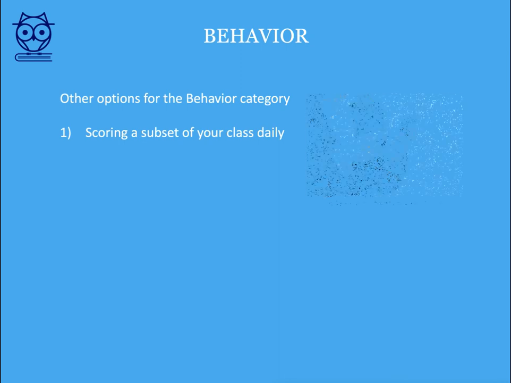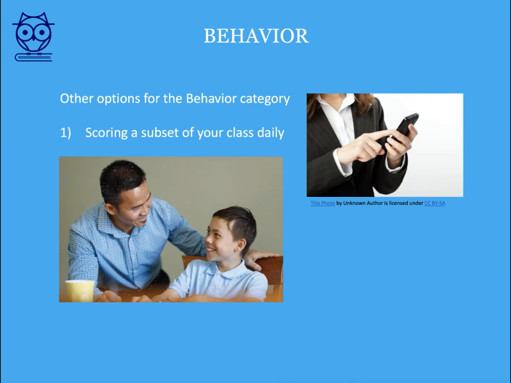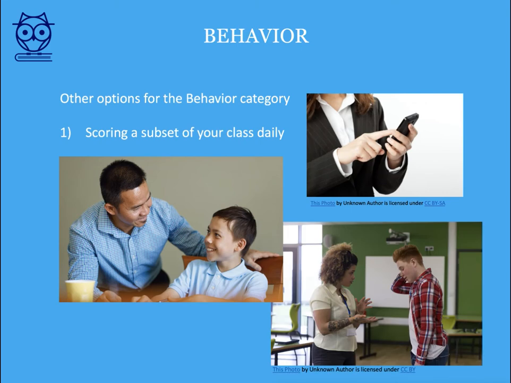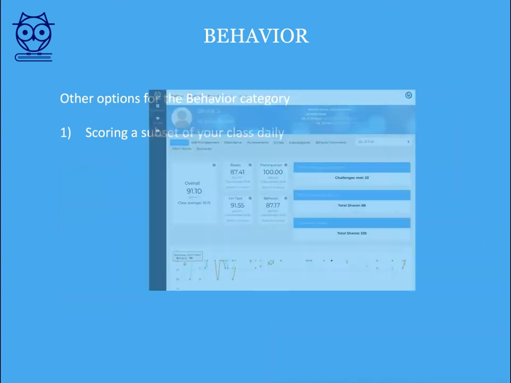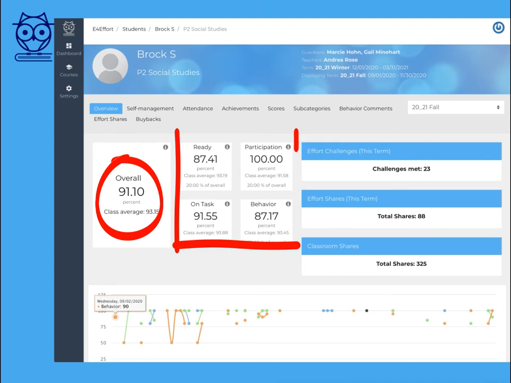Inputting behavior scores on a daily frequency can be beneficial for students that consistently defy classroom rules. This is especially true if the student knows that one or more family members and/or school staff will be monitoring all of their effort scores and checking in with them regularly. The family member and/or school staff person becomes what E4Effort calls a guardian of the student.